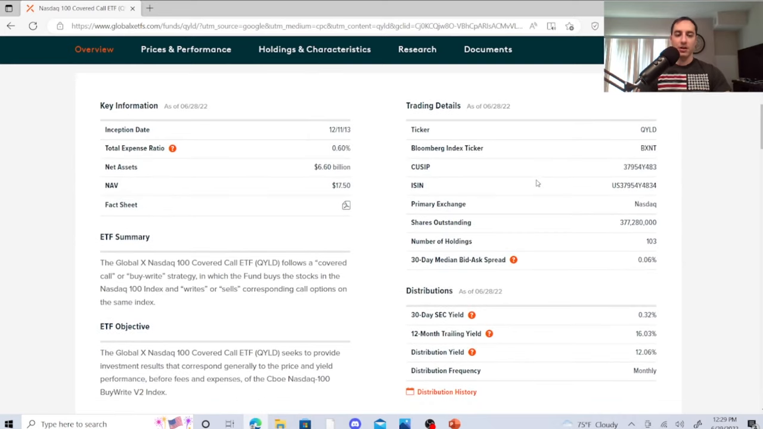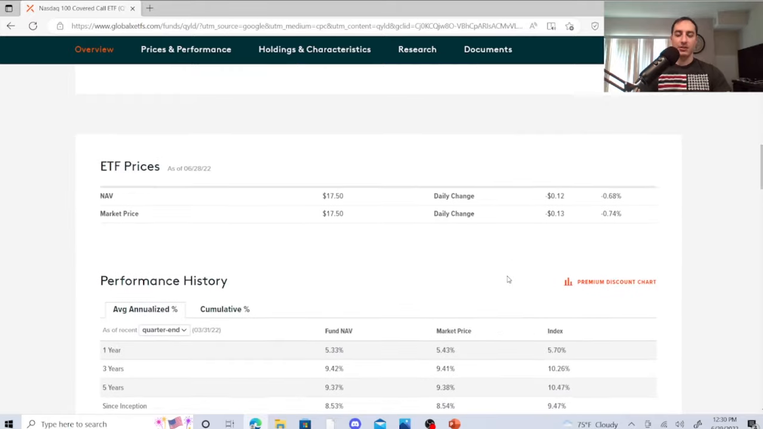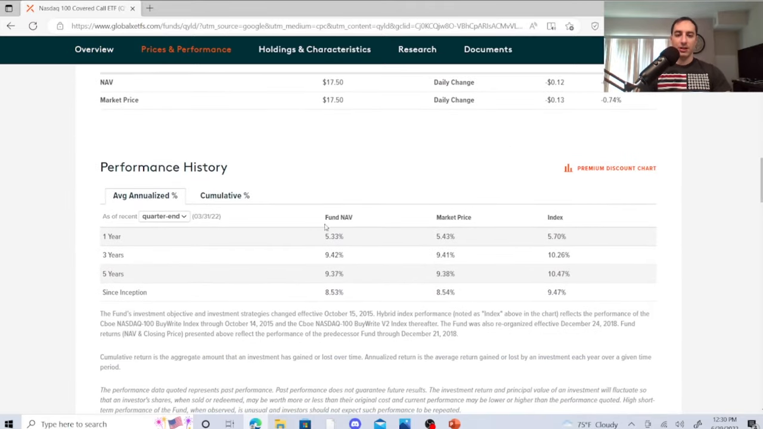So I'm going to go over that shortly. So here's their distribution yield, 12.06. It's monthly. The 12-month trailing yield is 16.03%, and the SEC yield is 0.32%. Now, their objective, and in summary, it follows a covered call or buy-write strategy in which the fund buys the stocks in the NASDAQ 100 and writes or sells corresponding call options on the same index. So here's the thing. The net asset value, here are some averages right here, since inception.